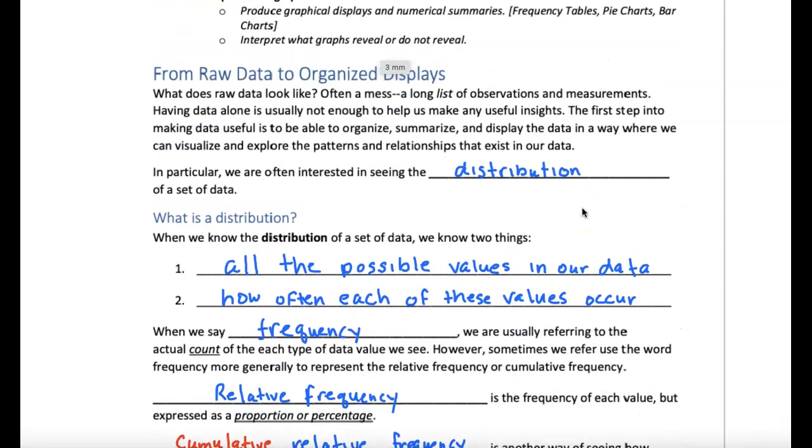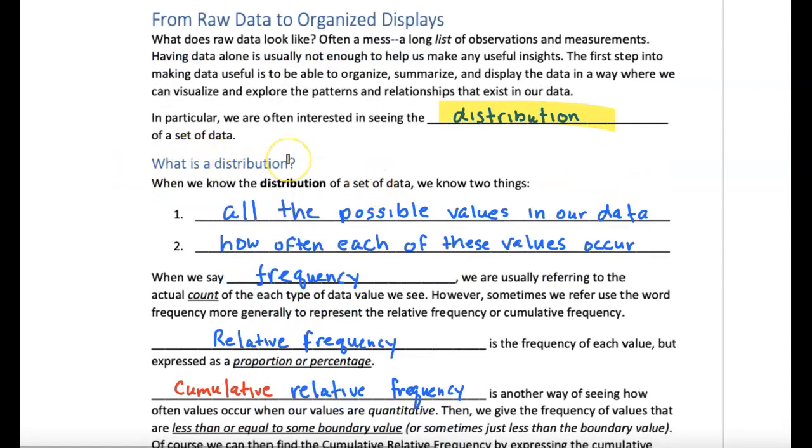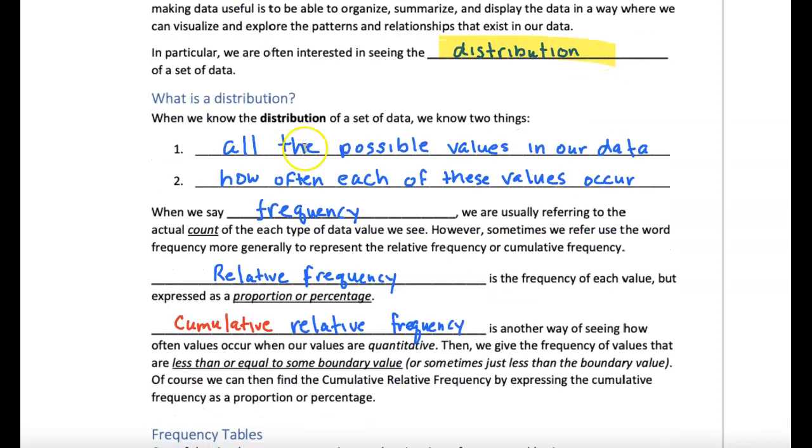A key word, I'm going to highlight it, a key word, right, to keep in mind is this word distribution. It gets used in statistics from now until the end of the class. What is a distribution? All it is, is all the possible values in our data and how often those values occur.